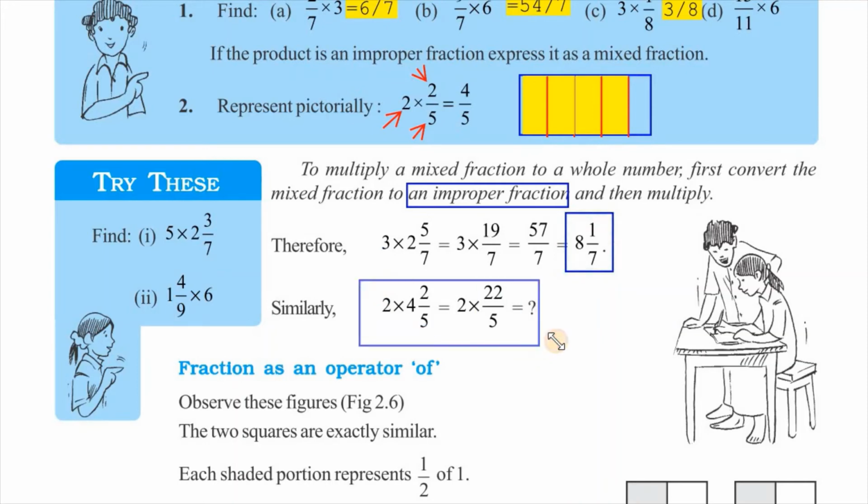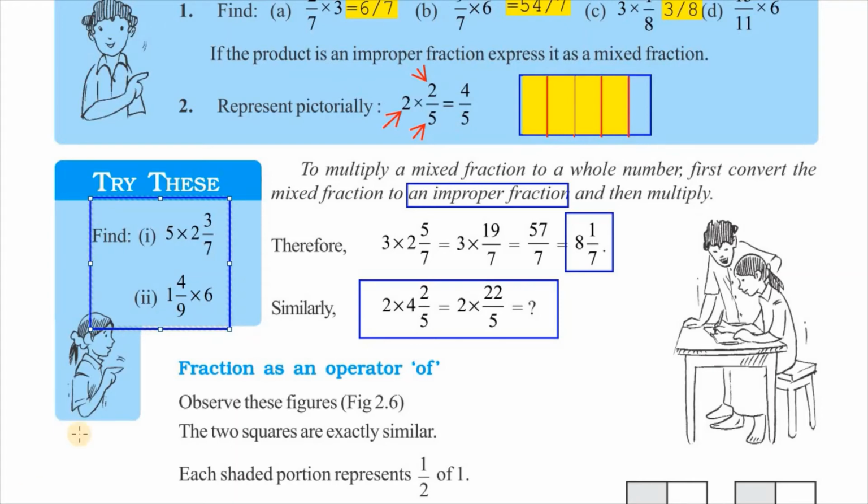Similarly, you can attempt the next one. And we also have these over here where we have a couple of more examples for you to try out. Observe that in the second example, the multiplicand and the multiplier have switched positions. So that does not matter. You can just convert this into an improper fraction and then multiply the numerator with 6. And if needed, you can convert it back into a mixed fraction.